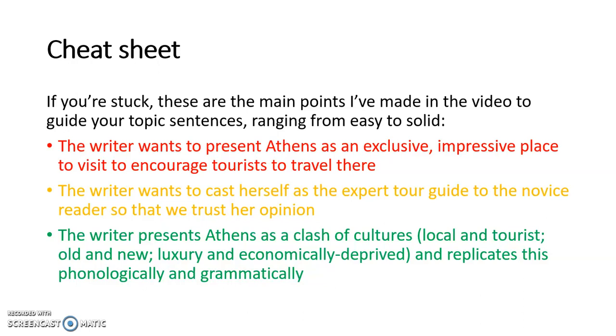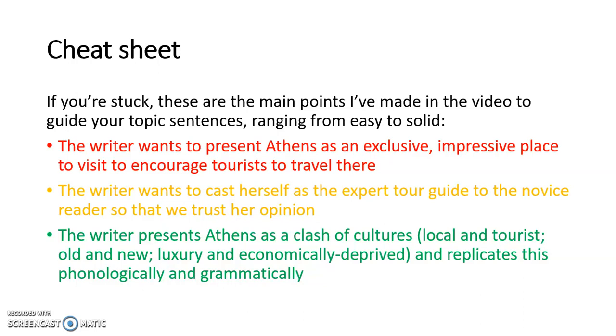Okay, so the easiest point you could make is she's representing Athens and she's presenting it as an exclusive, impressive place to encourage tourists to travel there. Yeah, so you would be talking about the semantic field of luxury, the semantic field of history, and anything that makes it sound impressive. That's a pretty easy one to argue.